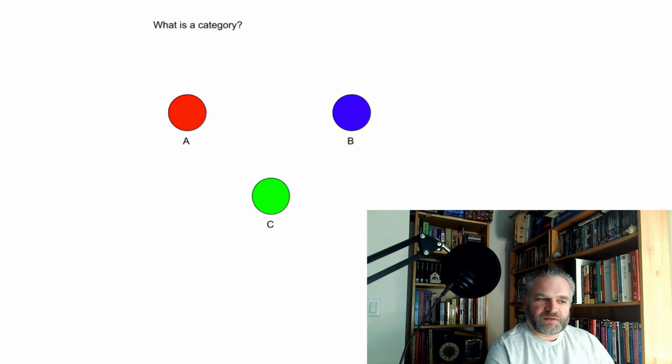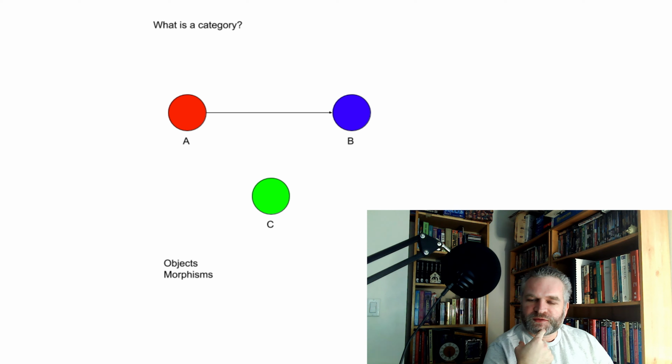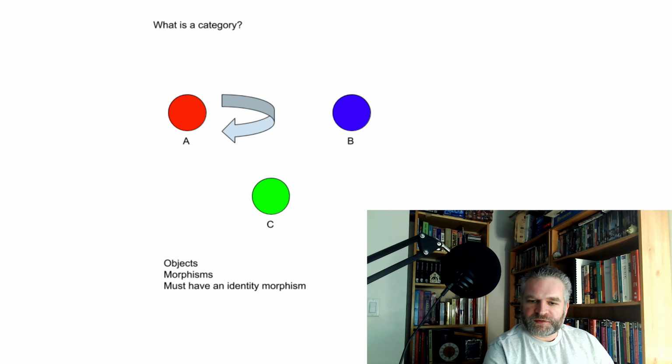It consists of some objects, and those objects must have morphisms between them. So here we have a morphism from object A to B. If you follow that morphism, or you can just call it a transition, it takes you from one object to another. Another thing that every category has to have is an identity morphism, which is just a way to go from an object back to itself.